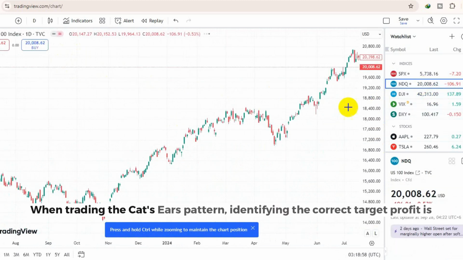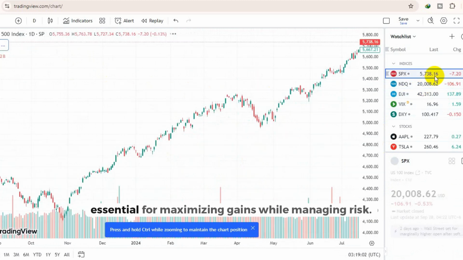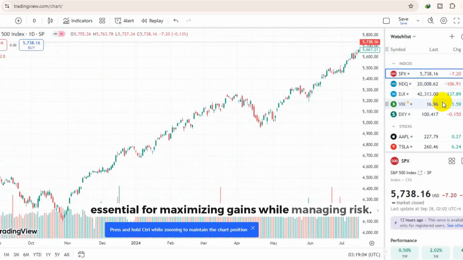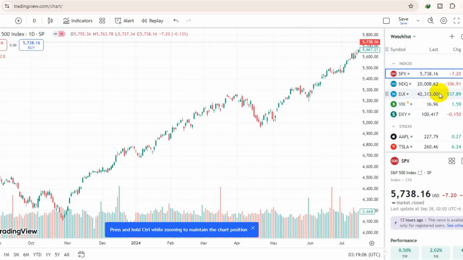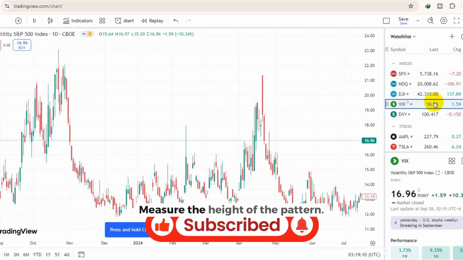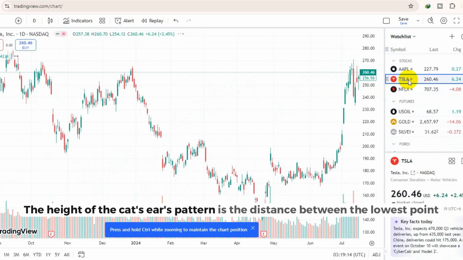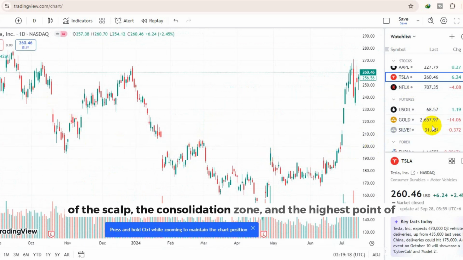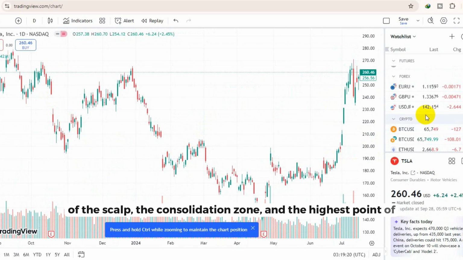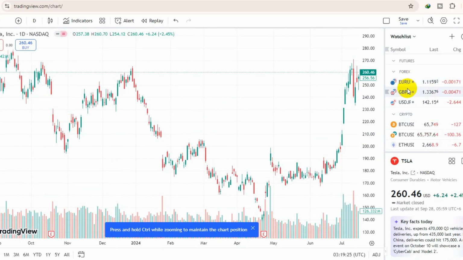When trading the cat's ears pattern, identifying the correct target profit is essential for maximizing gains while managing risk. Here's how to approach it. 1. Measure the height of the pattern. The height of the cat's ears pattern is the distance between the lowest point of the scalp, the consolidation zone, and the highest point of either the left or right ear, whichever is higher.